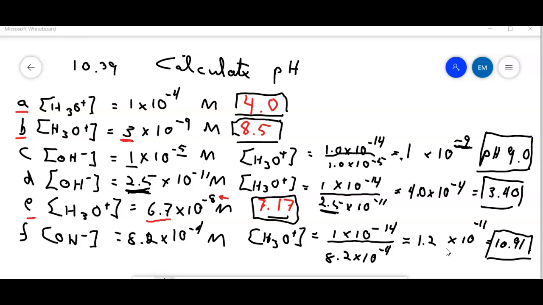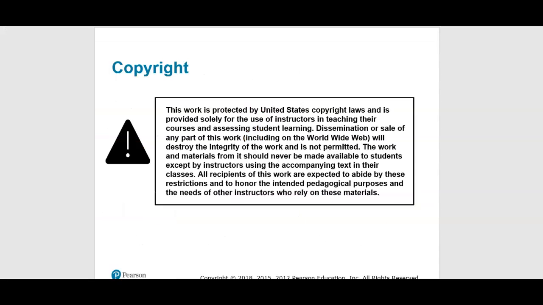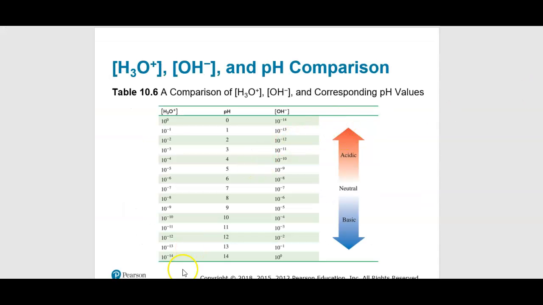So that's some of these problems. I'm going to try to get some other problems worked out for you over the weekend, but that'll do for now. I'm going to stop this one here. You've seen this here, that's also in the text. So we'll move on to section 10.7 next.